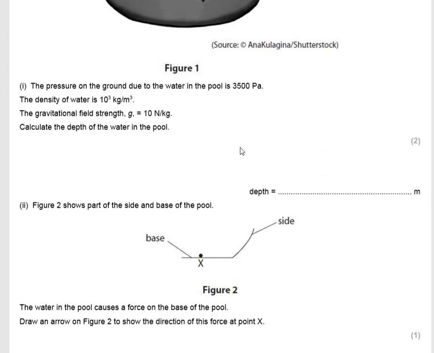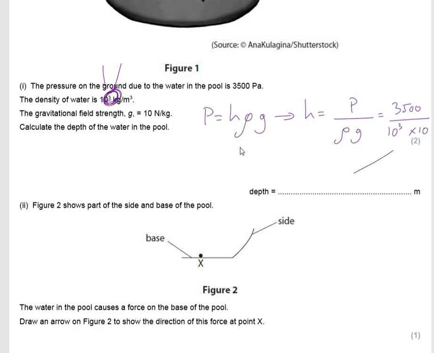Next one. Now again, we have gravitational field, density and pressure. Pressure is equal to height times gravity times density. We want to rearrange for height, so height is equal to pressure over density times gravity. Pressure is 3,500 over... now look, there's a 3 there, so many people miss out this 3. So it's 1 times 10 to the power 3, and the answer is 0.35.